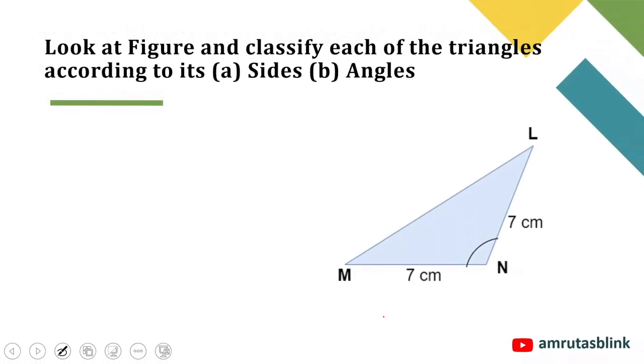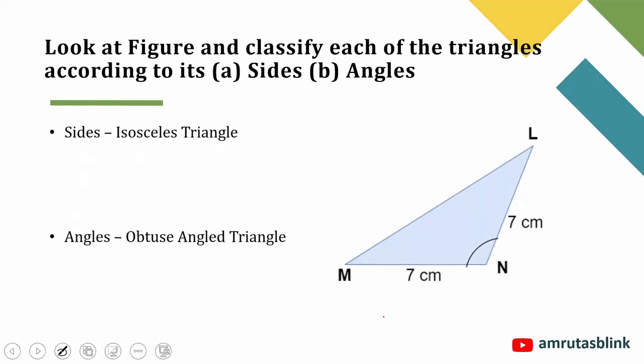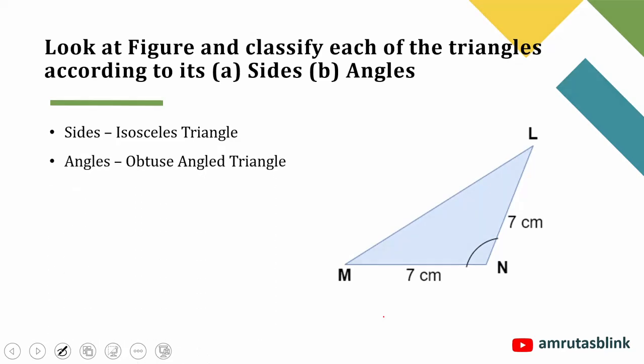Triangle LNM: in this triangle, side MN is equal to side LN, which is equal to 7 centimeters, hence it is an isosceles triangle, and as angle LNM is an obtuse angle, hence it is an obtuse angled triangle.